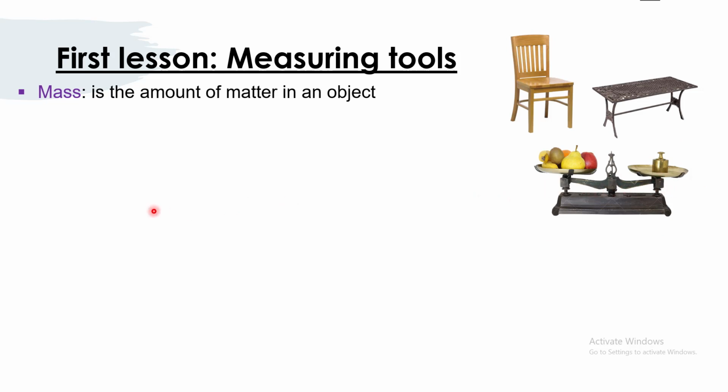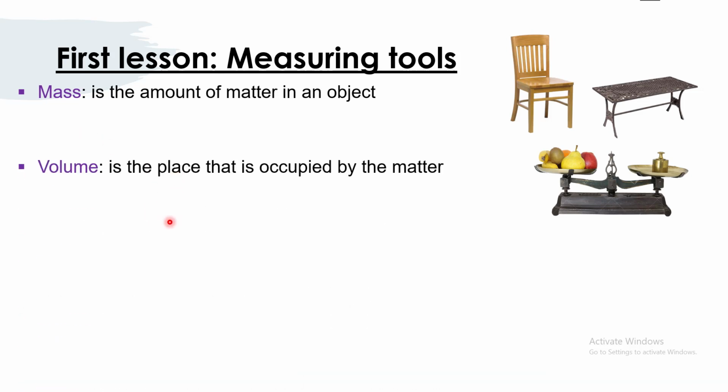Now let's go through the second definition, which is the volume. We know that the volume is the place that is occupied by the matter. We want to understand this definition. I don't want you to just memorize the definition, but at first we want to understand it, then we can memorize it. And remember something that is very important: memorization is a bad behavior, but understanding is the aim of science. So we want to understand at first, then memorize.